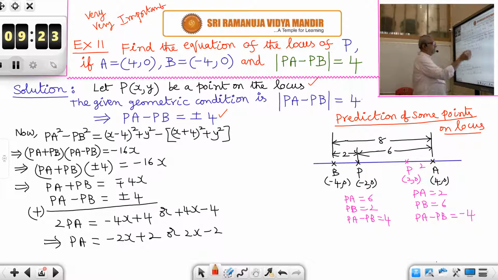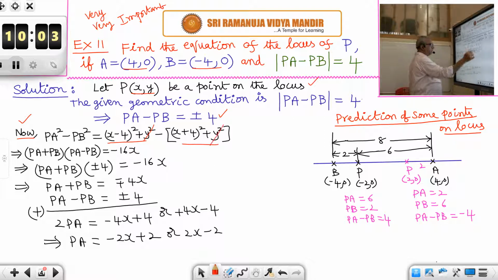PA minus PB is plus 4 means PA is greater, PB is lesser. Okay. PA minus PB, suppose if you take minus 4, then what happens? PB is more and PA is less. It can happen. So first we have to always consider PA square minus PB square. Do you remember, when finding the locus with the condition PA plus PB constant, we started like this only. So PA square minus PB square: P is known, A is known, B is also known. So you can easily write PA square, this is PA square, this is PB square.